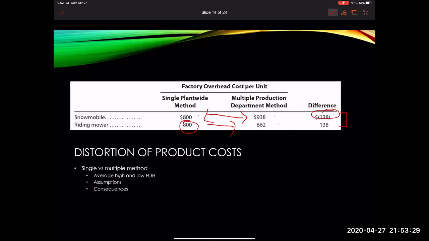So hopefully that made sense to you. There are consequences if you decide to move forward with the plant-wide rate method, because it can cause you to overprice or underprice a product, okay? So with that, I'm going to go ahead and stop this video, and in the next video, we're going to pick up with the ABC method, which is activity-based costing.